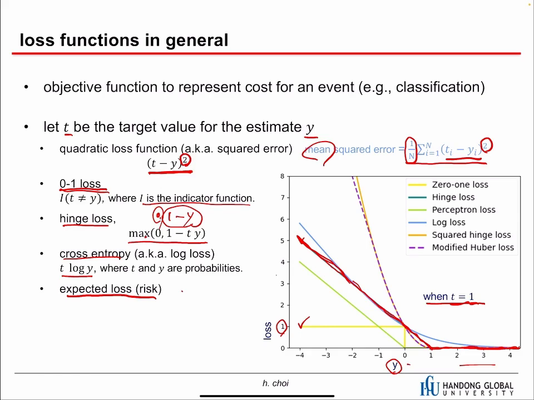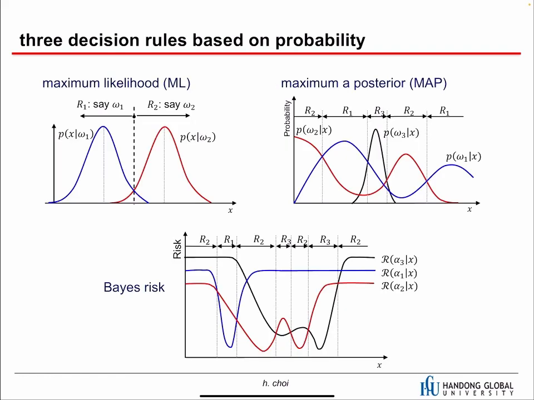And then the square loss is something like this. This is a quadratic function. When we use probability, sometimes we use maximum likelihood, sometimes we use maximum a posteriori, or sometimes we can use Bayes risk. So this is a summary of a couple of previous slides.